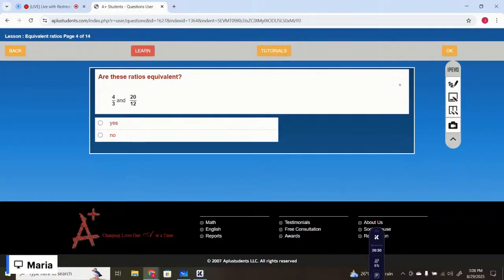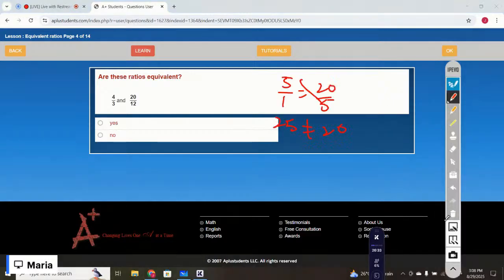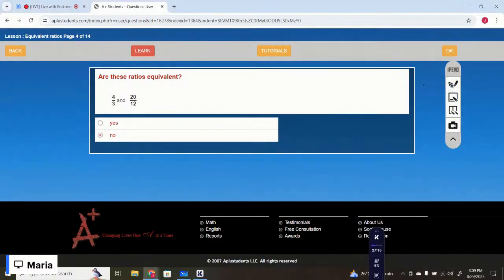4 by 3 and 20 by 12. So just cross multiply and see if the ratios are equivalent. 4 over 3 equals 20 over 12? So 12 times 4 is 48 and 20 times 3 is 60. So no, they are not equal. The correct option is no.